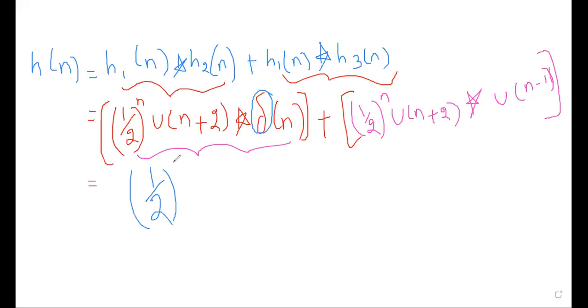See, delta of n represents 1 only. So 1 convolved with any number is the same. When I used the replication formula, I had minus n naught in the delta function, so that's why I got minus n naught in the answer. Here there is no minus n naught, so I will get only this answer. Can you understand why we are getting the same term here? Is it right, using the replication property? Yes, ma'am.